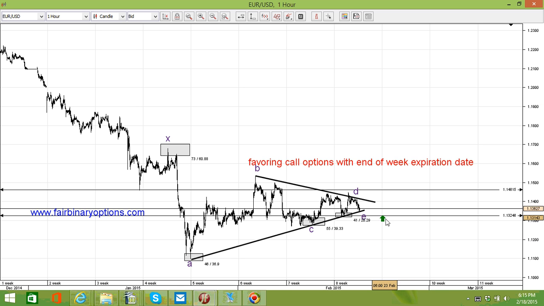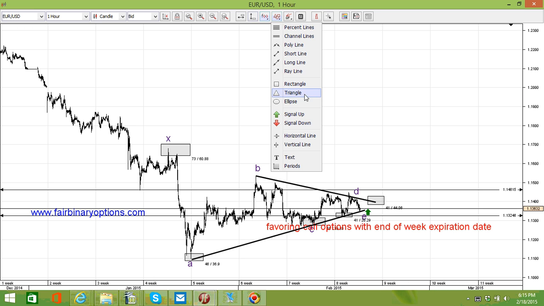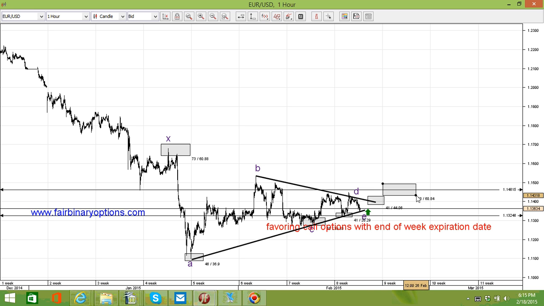What should we favor from this moment on? Well, definitely call options, definitely end of week expiration date, and more important than that, so not only we're buying call options with end of week expiration date, we'd like to add to the upside by the time the B2D trend line is broken in 1.14 and by the time the 1.1461 is broken as well, because this would mean that only part of a larger correction is going to be completed.